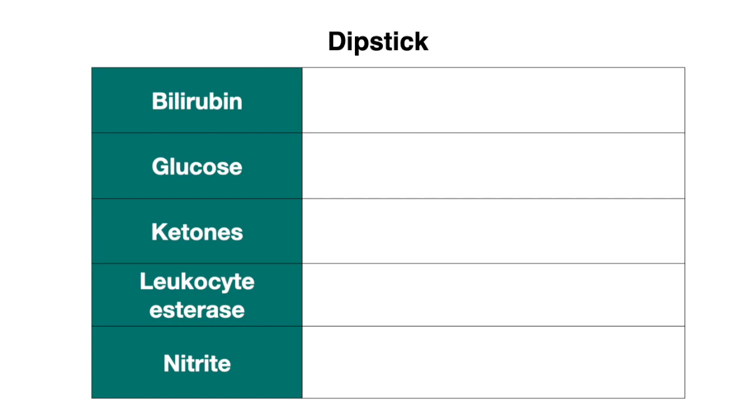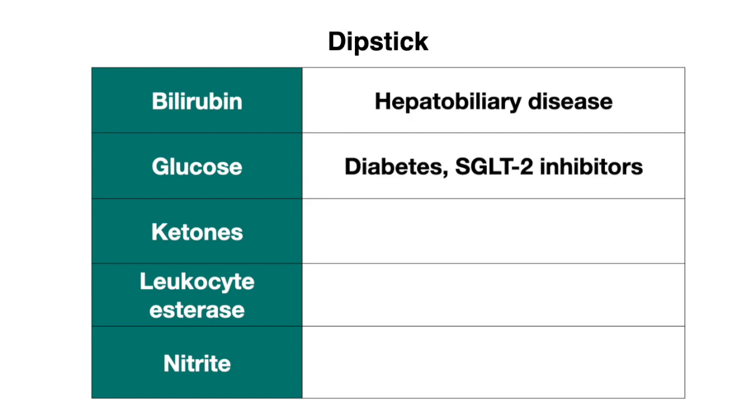Seeing bilirubin on a dipstick can indicate that there is hepatobiliary disease, and keep in mind it can be intrahepatic or posthepatic because the liver is responsible for conjugating bilirubin. Seeing glucose in the urine can indicate diabetes, particularly when your plasma glucose concentrations exceed 180 to 200, that is oftentimes when our transporters are overwhelmed, resulting in glucose in the urine.